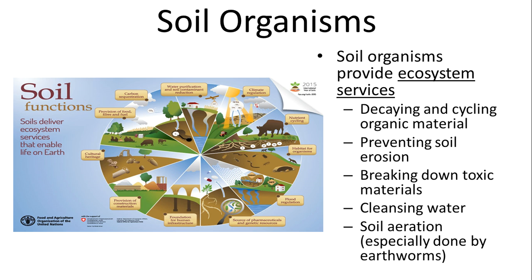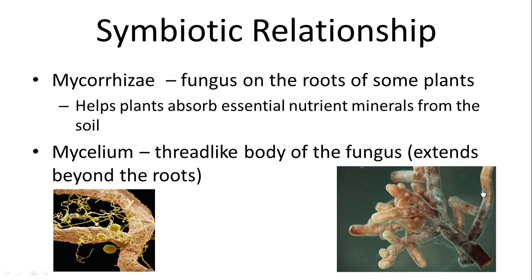Soil provides lots of ecosystem services. So you can take a look at this little infographic right here. They decay and cycle organic matter. It prevents soil erosion, breaks down toxic materials, cleans the water that percolates through it, and provides soil aeration. So there's lots of things that the soil organisms can actually do for us.